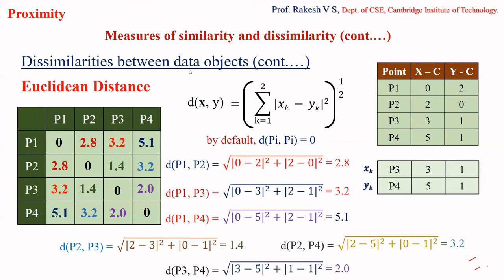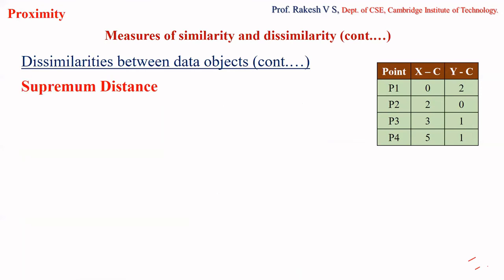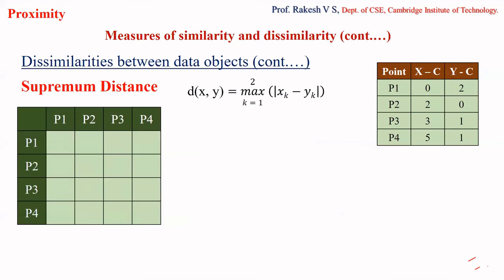Okay. Now let us move on with the supremum distance. How to find the supremum distance? So for the supremum distance, again I'll consider the same data set. So the formula is max of k equal to 1 to 2, the absolute value of xk minus yk. There's a table in which I'm going to tabulate the values. So again, is there any necessity for us to calculate the distance between P1, P1, P2, P2, P3, P3, P4, P4? No. By default, Pi, Pi is 0. So I'm going to assign it with 0 directly.